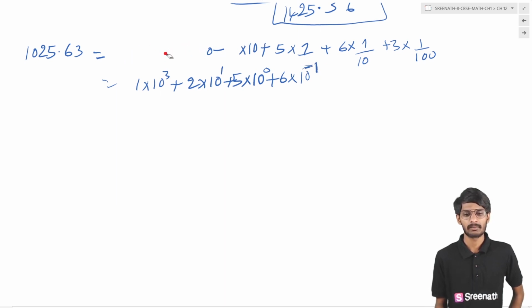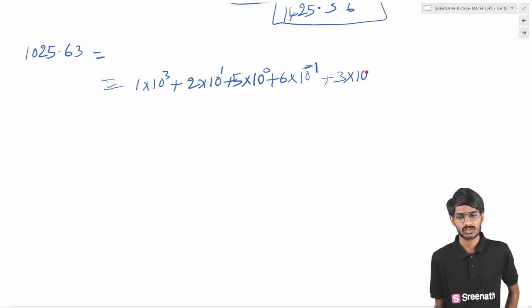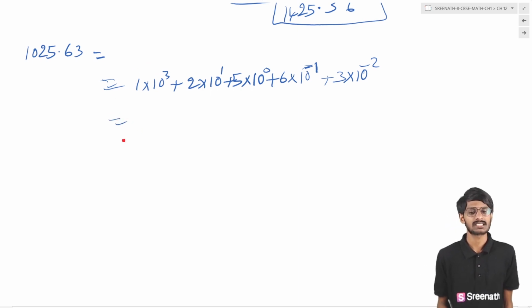Simply just remember this, students. We will start writing with 10 powers only. Okay students, 6 into 10 power minus 1, next there is 3 into 10 power minus 2. We have to decrease all the powers. There is a term, but it is 0 now, we can neglect it. So this is the thing, students. In this way you can find out.